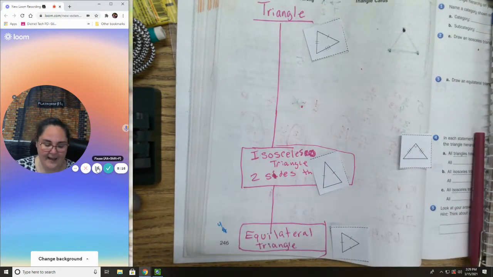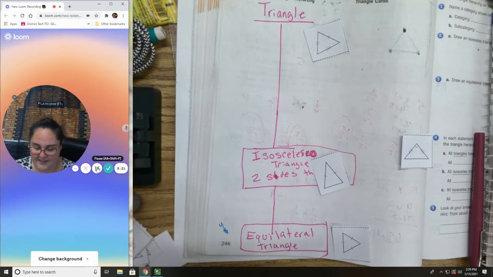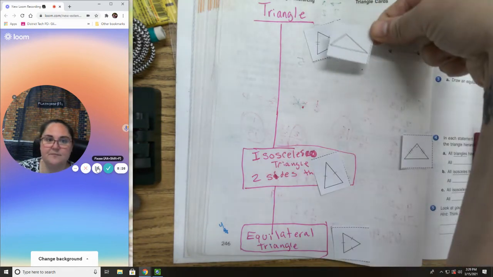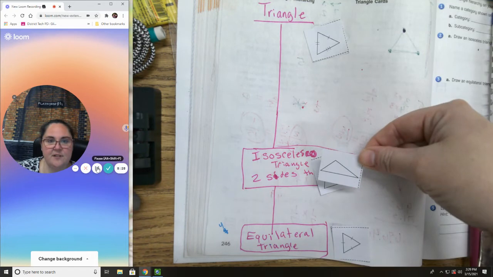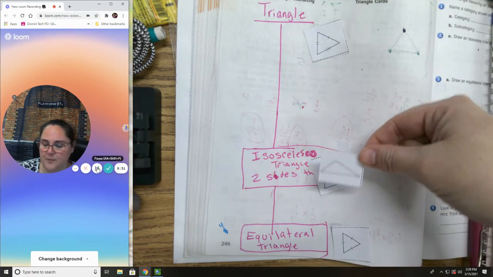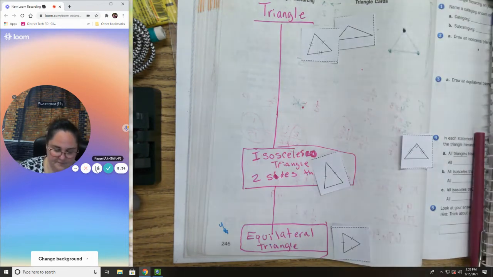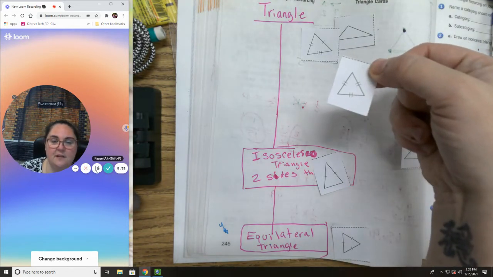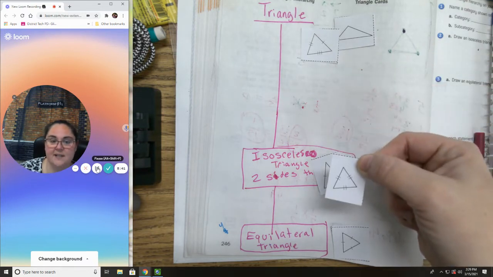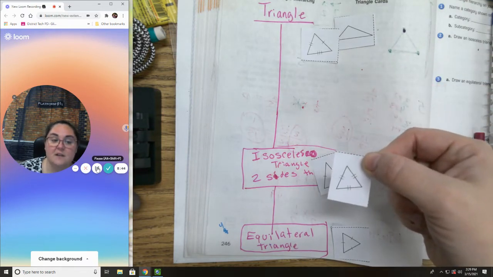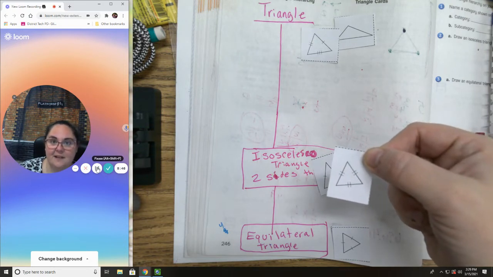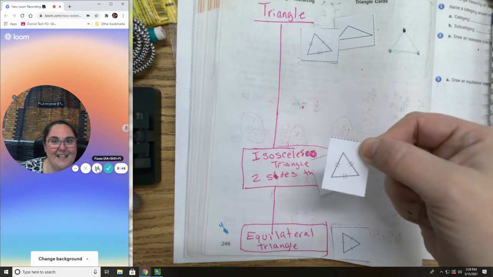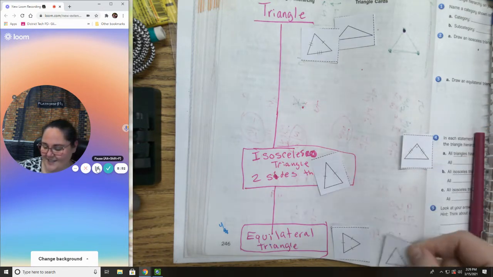So I'm going to put some of these on my paper. I'm going to organize them a little bit with you, and we're going to see where they would qualify. Okay, so let's start with this. This absolutely is a triangle. Does it have two sides that are the same? Nope. So it's only a triangle. What about this one? It's a triangle. Are there two sides that are the same? So it could be isosceles, but are there three sides the same? So this is an equilateral.